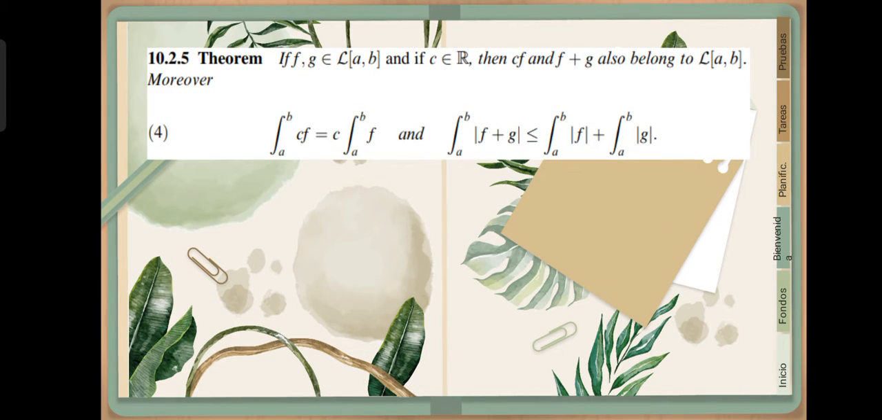10.2.5 Theorem: If f, g is an element of L[a,b] and if c is an element of the real numbers, then cf and f plus g also belong to L[a,b]. Moreover, in equation 4, the integral from a to b of cf is equal to c times the integral from a to b of f, and the integral from a to b of the absolute value of f plus g is less than or equal to the integral from a to b of absolute value of f plus the integral from a to b of absolute value of g.